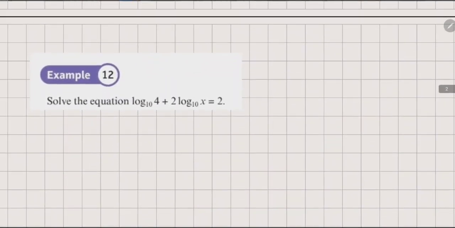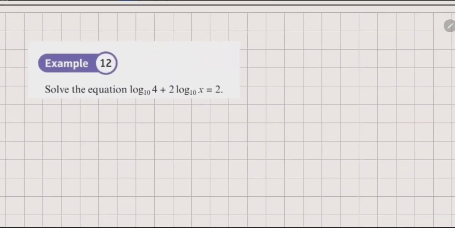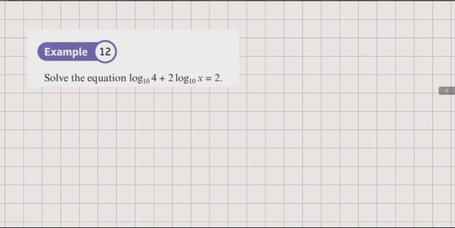And so now we have another example which is to solve the equation. And so let's have a look at this. To solve the equation, you ideally want to get it into one logarithm. One logarithm is equal to something. And so in this case, we have log base 10 of 4 add 2 log base 10 of x is equal to 2.